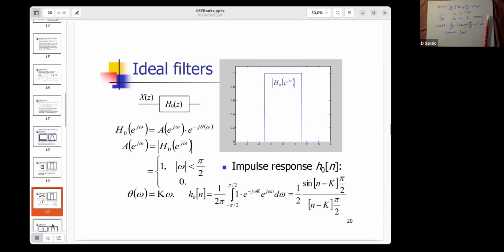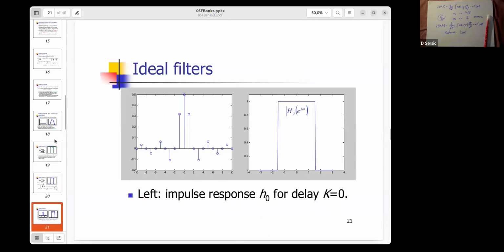So how does it look like? It looks like this. I mean, it goes to infinity to the left and to the right. Depicted are only a few samples around 0 for delay k equals 0. If we had some delay, it would be shifted to the right, or if we have negative delay, then it would be shifted to the left. And on the right-hand side, you can see the ideal frequency response of such a filter.